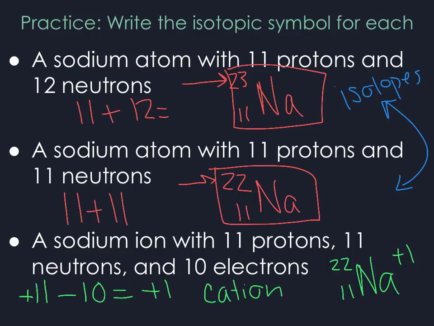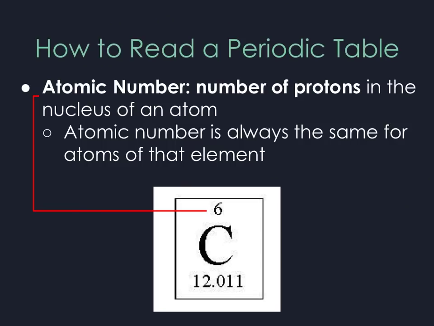So this would be the isotopic symbol for sodium ion, or sodium +1, with a mass of 22. Alright, so here's where we're going to learn how to actually read the periodic table. The isotopic symbol is just for writing. That's not what's on the periodic table, that's just how we would shorthand write on an assignment or a test or anything you see online. This is about what the boxes on the periodic table mean and what all those numbers on there stand for.